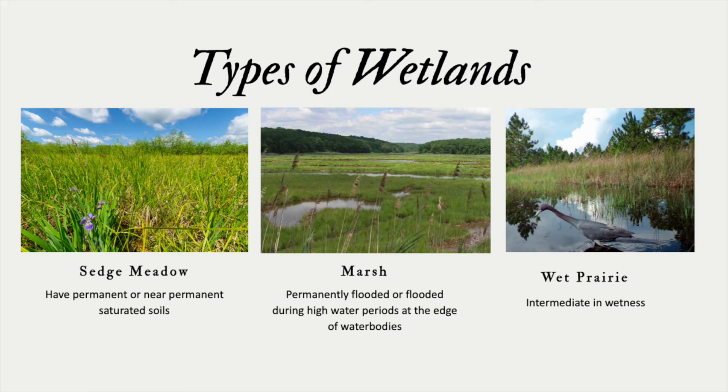Marshes are wetlands that are permanently flooded or flooded during high water periods at the edge of rivers, streams, lakes, or ponds. Marshes may be dominated by submerged and floating leaf vegetation, including cattails, pondweeds, and water lilies. Wet prairies are dominated by plants like bluestem and northern dropseed, prairie Indian plantain, and foxglove beardtongue. This ecosystem is usually intermediate in wetness and the driest type of wetland in the Midwest.